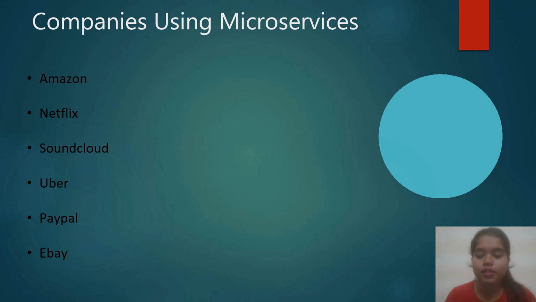So this slide is about the companies that are using microservices, right? There are many companies which are using microservices and some of them are below. The first one is Amazon, the second one is Netflix, and the third one is SoundCloud, and the fourth one is Uber, and the fifth one is PayPal, and the sixth one is eBay. These are some companies which use microservices in their organization.